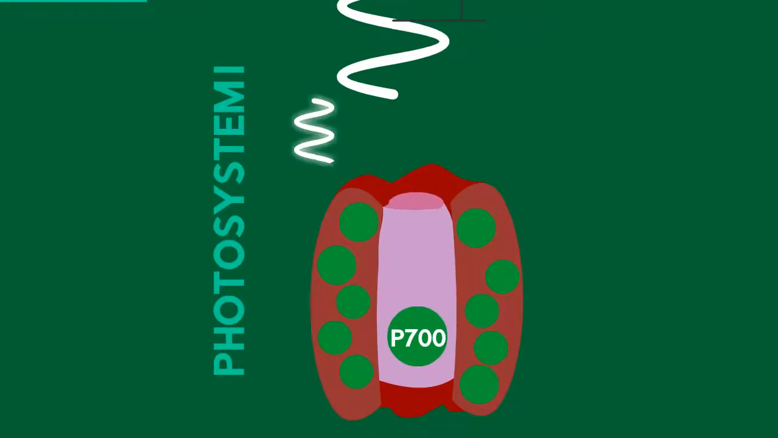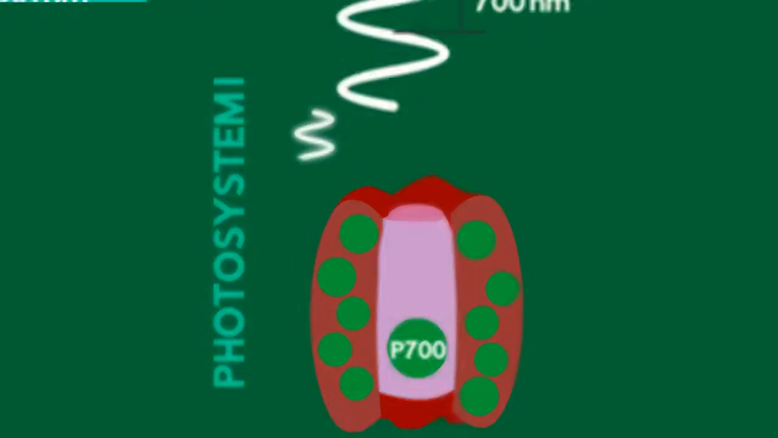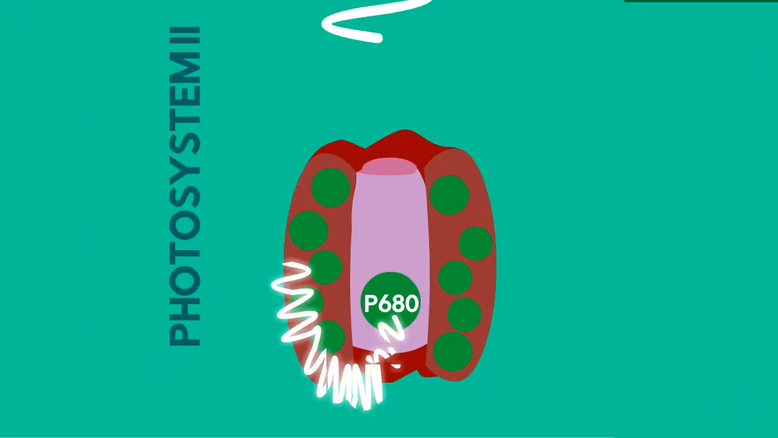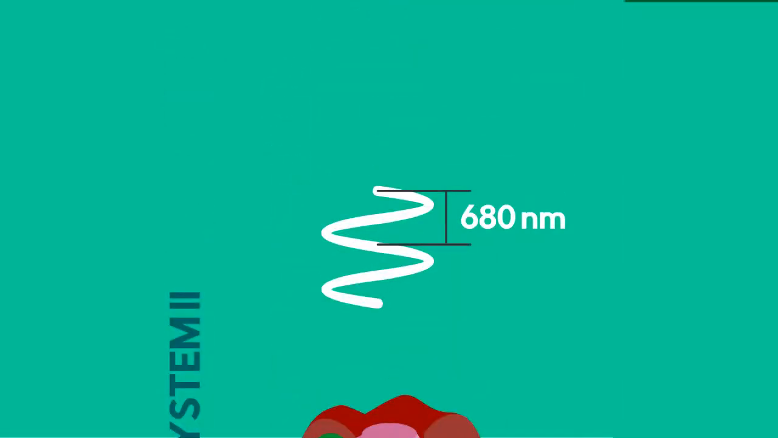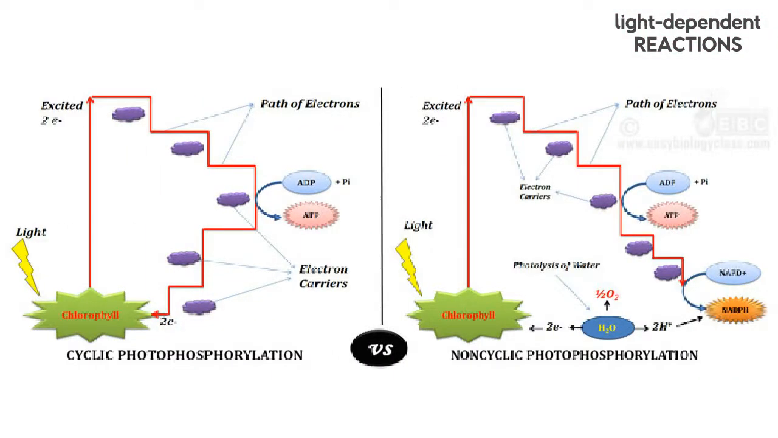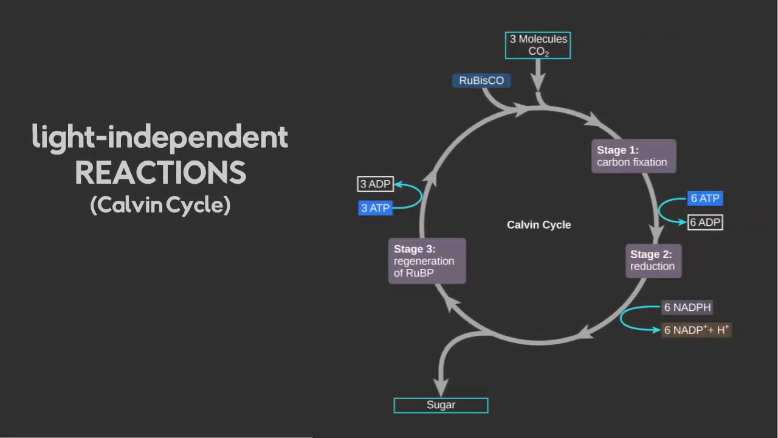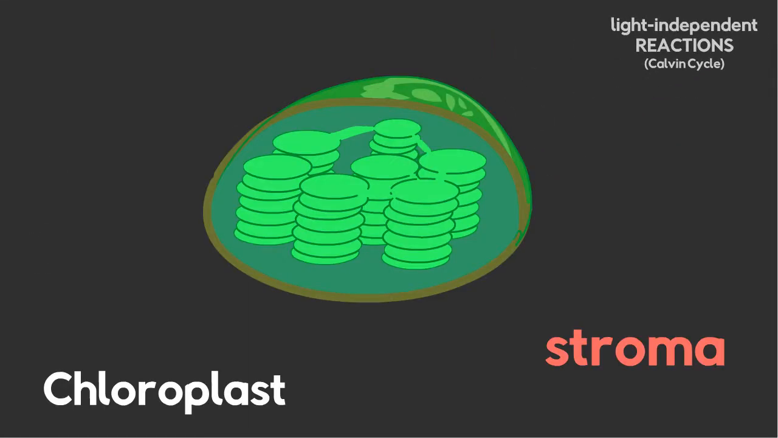Photosystem 1, or P700, absorbs wavelengths of light at 700 nanometers, and photosystem 2, or P680, absorbs wavelengths of light at 680 nanometers. There are two distinct pathways in the light reaction, the cyclic and the non-cyclic. The Calvin cycle is also known as the light-independent reactions or the dark reactions. It takes place in the stroma of the chloroplast, a liquid surrounding the thylakoids.